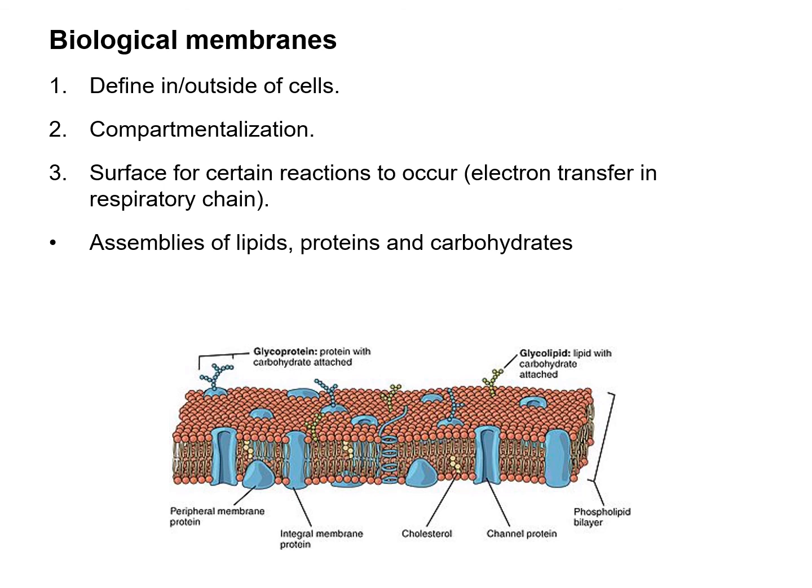And also, the membrane surface can be used for certain reactions to occur. So an example would be the electron transfer in the respiratory chain, as well as some cell-to-cell interaction or the cell signaling pathway transduction, and so on. These biological membranes are assemblies of lipids, proteins, and carbohydrates.